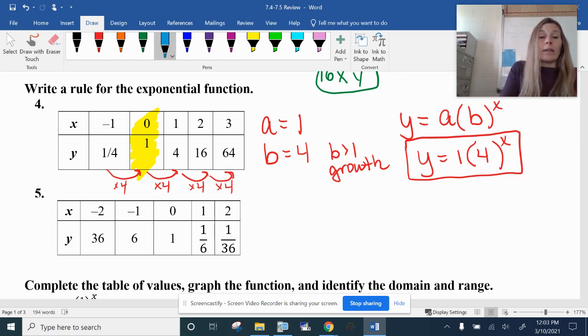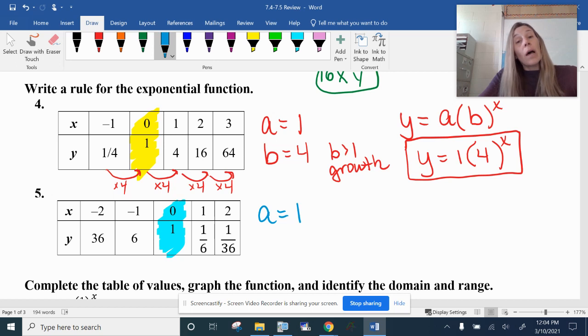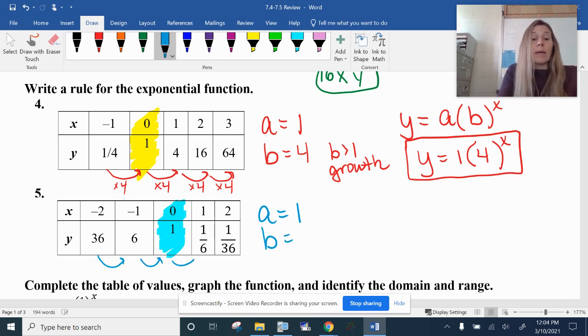Okay, taking a look at the next one. So this one here, again, I'm looking for the a value, which will be my y-intercept here. And in this case, it is positive 1. Since it is positive, then I know that this is an exponential function. So let's see, is it growth or decay? So let me find that b value, which is that multiple here. So it looks like they're decreasing.